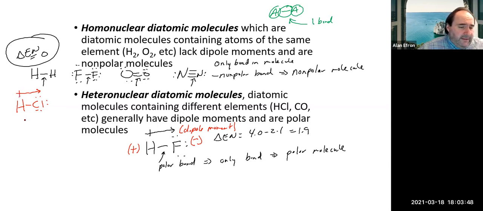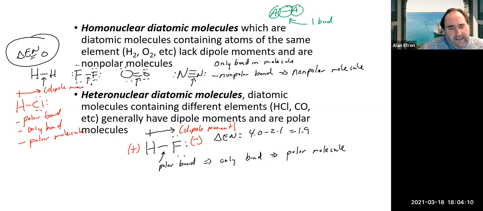And we would get this one bond being a polar bond, and same reason as before, because that's the only bond, the molecule would be polar as well. So this would be a polar molecule, which means this arrow would represent both the bond dipole here and also the dipole moment. And again, what that means is the chlorine in this case is more negative. The hydrogen is more positive.